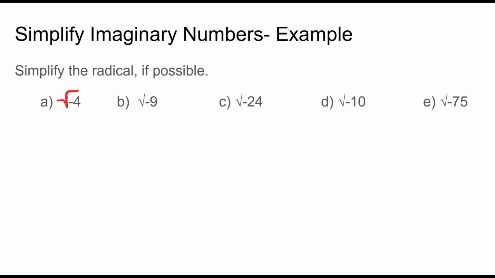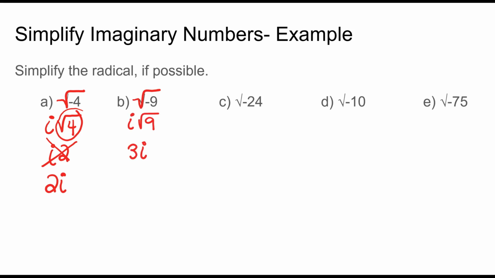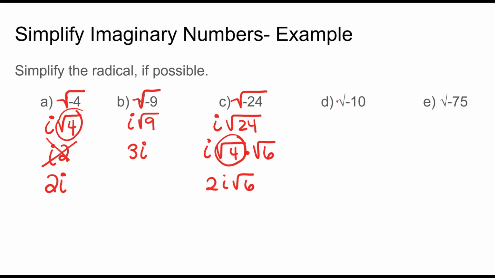All right, so we've got the square root of negative 4. Well, we'll start by taking out that negative, making it an i. And we know that the square root of 4 is 2. Now, we just don't normally write it as i2. We'll write it as 2i. The square root of negative 9, that's i square root of 9. So that's going to be 3i. Square root of negative 24. So it's going to be i square root of 24. So that's i square root of 4 times the square root of 6. We've done these before. That's going to be 2i square root of 6.